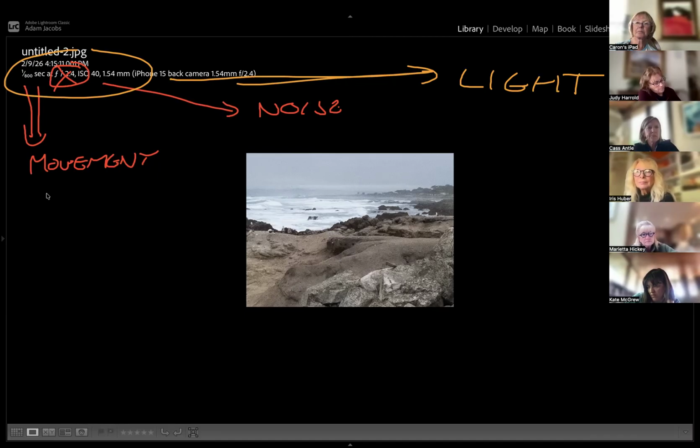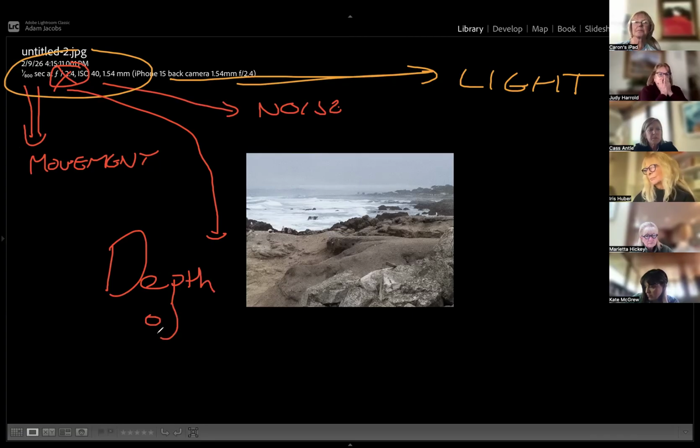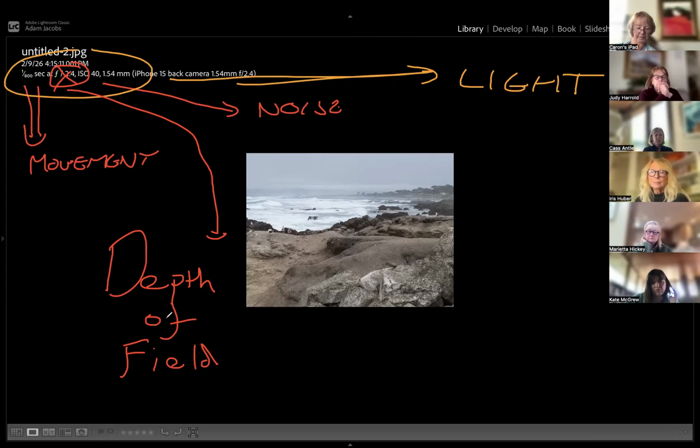Each one has what I like to call a creative side effect. Movement is shutter. We know that. We spent a lot of time on that. ISO is noise. We introduced that last time. The creative side effect of aperture is something called depth of field. And this you can change on your iPhone. You just can't change it in the traditional way like you can on a camera. I'll show you how to do it in a second. Anyone got any idea what depth of field means?